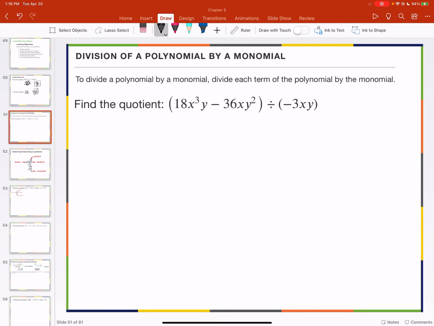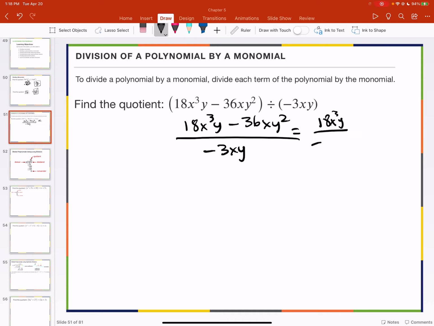What if you have a polynomial divided by a monomial? If you have 18x cubed y minus 36xy squared, and that's divided by some monomial, it's the same thing. You can split both of the terms and divide both of those terms by that monomial. So then that's minus, and then you have 36xy squared divided by negative 3xy. Okay, so that's the case.